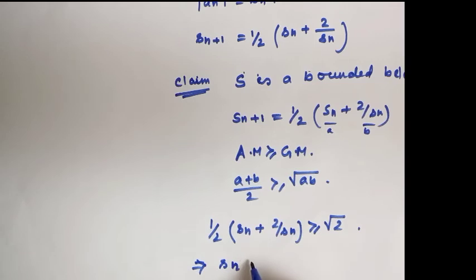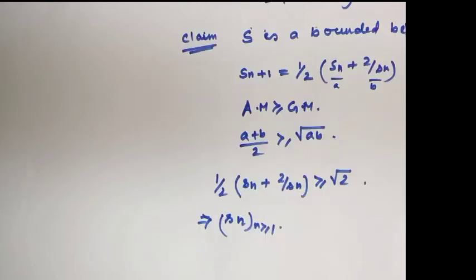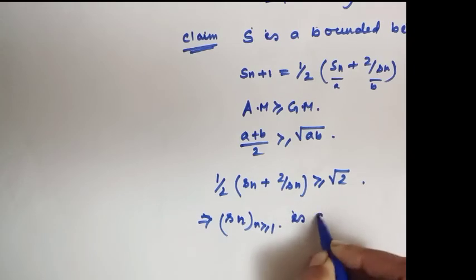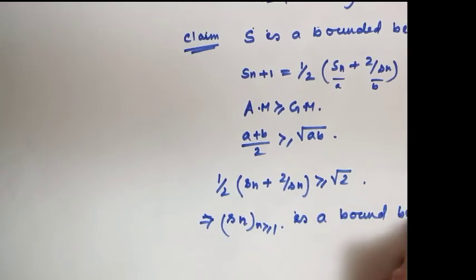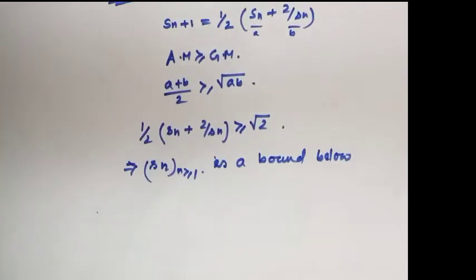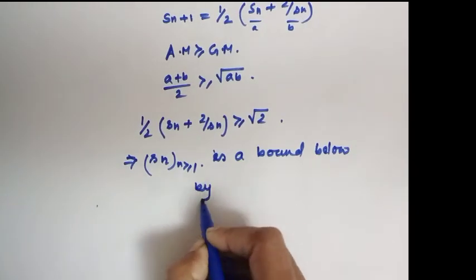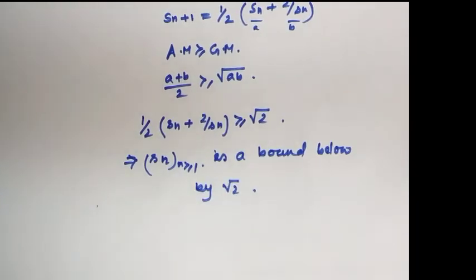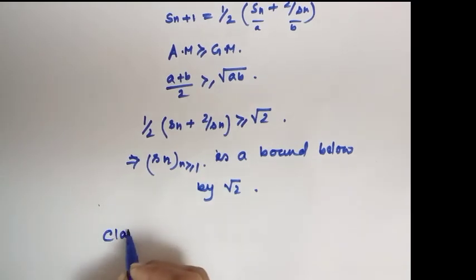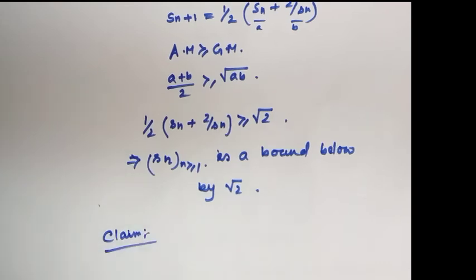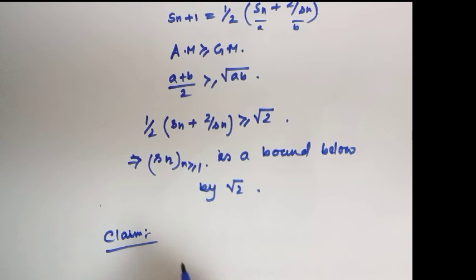That implies S_n is bounded below by the square root of 2. Okay? Now my next claim is, since this is bounded below, that the sequence is a monotone decreasing sequence.